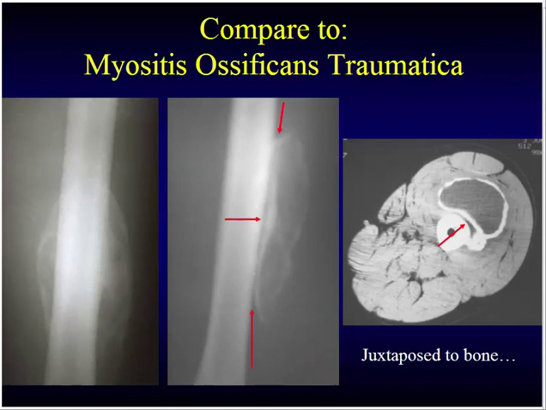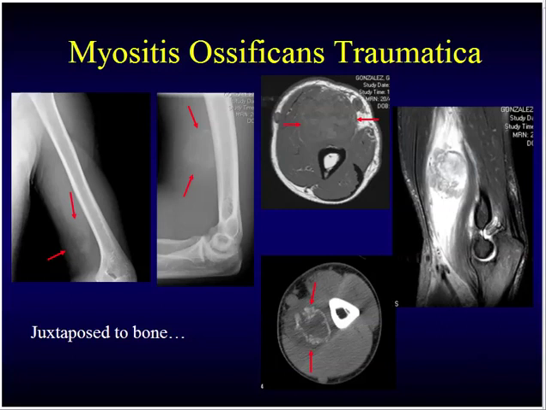So that's MOT. Here's an example of one in the arm. You see this mineralization at the periphery here. Mineralization at the periphery, soft tissue mass, okay? Nice mineralization periphery on CT scan. That's from the outside in. That's MOT. If the mineralization is from the inside out, it's going to be an osteosarcoma.